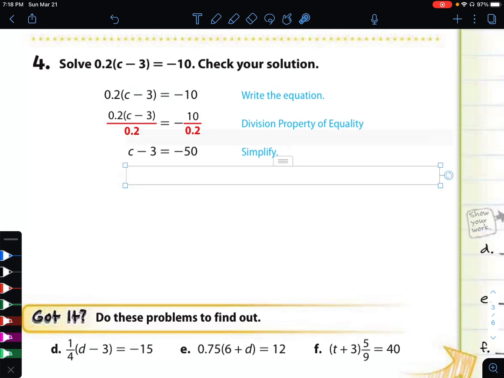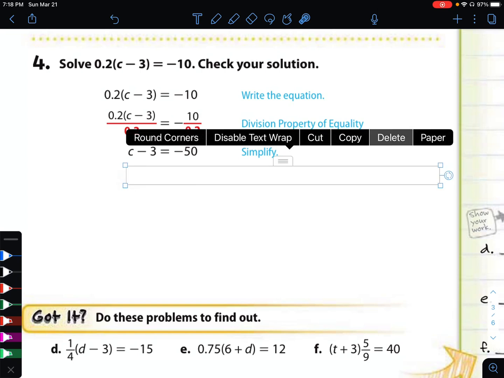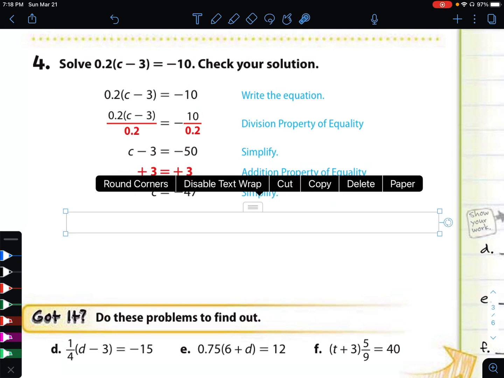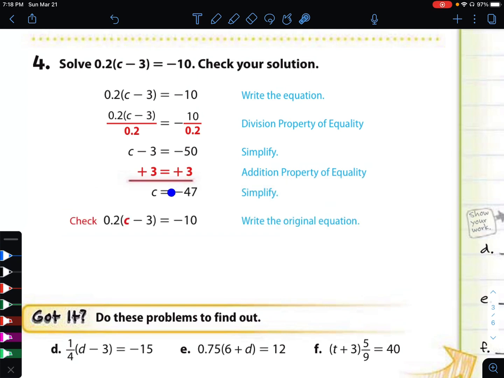Now using the addition property of equality, we add 3 to both sides to undo -3. That becomes 0. You bring down c, and -50 plus 3 is -47. So the value of c here is -47. And again, if we want to check it, we simply substitute -47 for the c of the original equation.